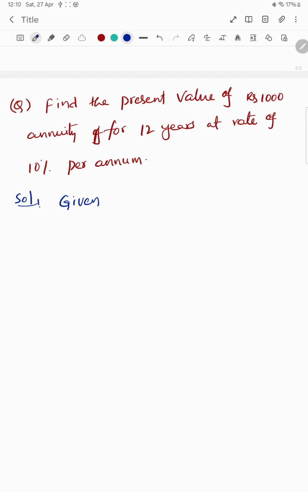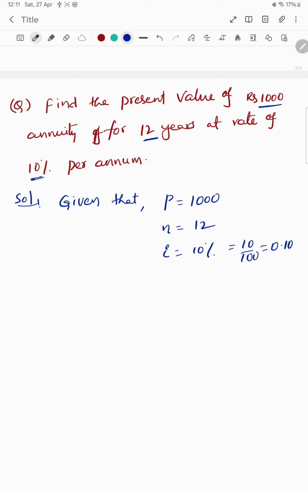Given that, whatever money is borrowed is represented by P, so P is equal to 1000, and the time for which he has borrowed money is represented by N. So N is equivalent to 12 years, and the rate of interest on the borrowed money, that is 10%, is represented by I. So I is equal to 10%. 10% can be written as 10 by 100, which is equivalent to 0.10.